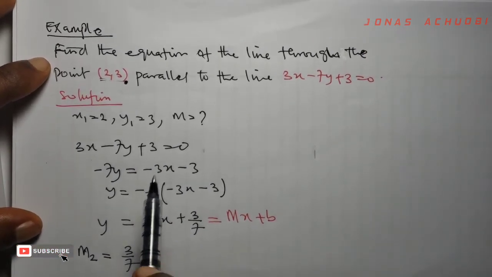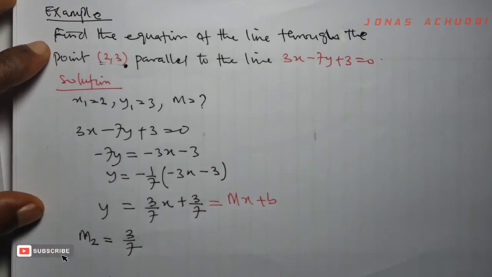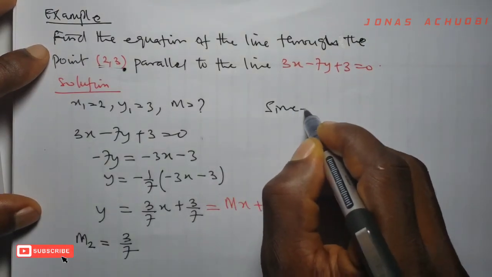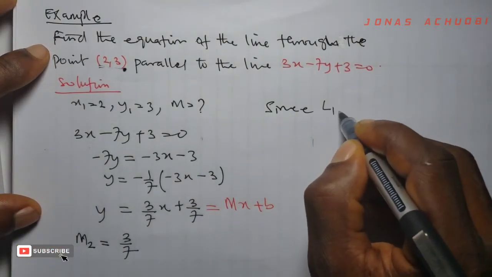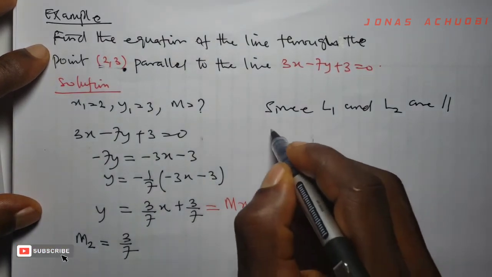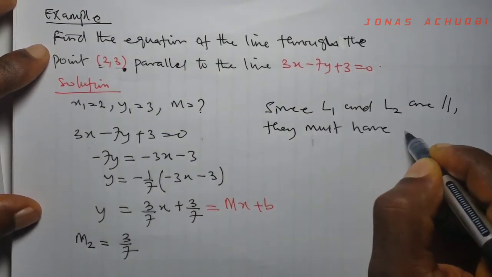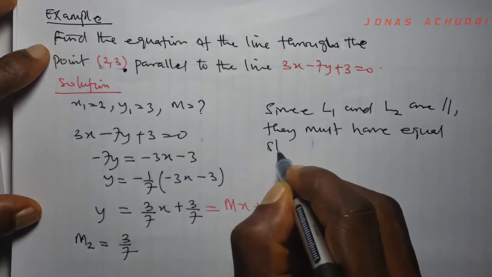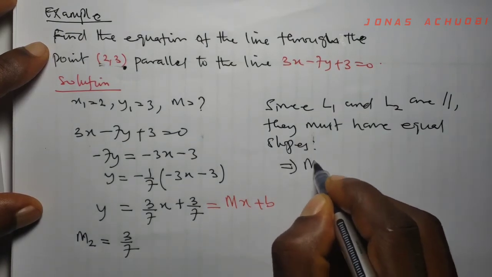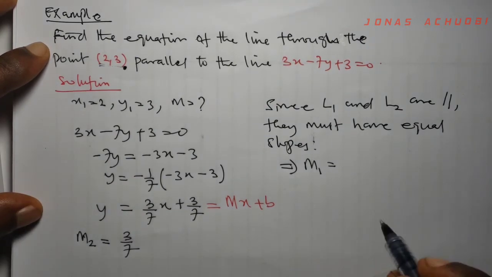Since we are told that the line we require is parallel to this line, we also know from parallel lines that the slopes of parallel lines are equal. So we are saying that since we call the first line L1, since L1 and L2 are parallel, they must have equal slopes. They must have equal slopes. So what does this imply? So this implies that the slope m1 of the line which we require is the same as the slope of the second line. And what slope is that?